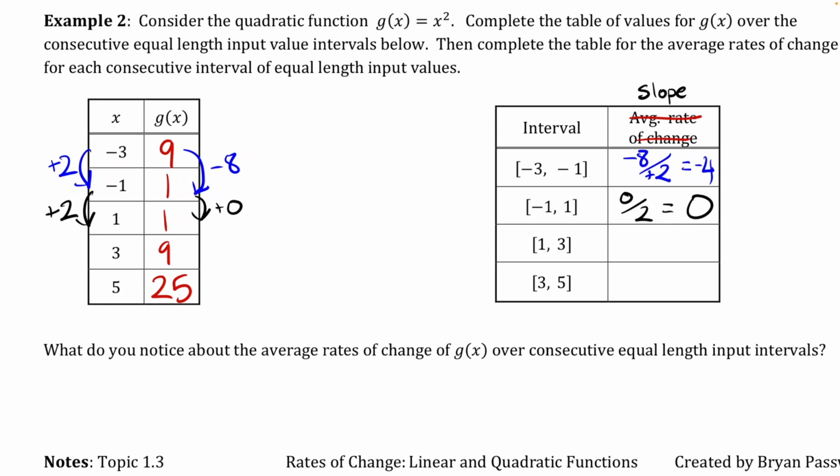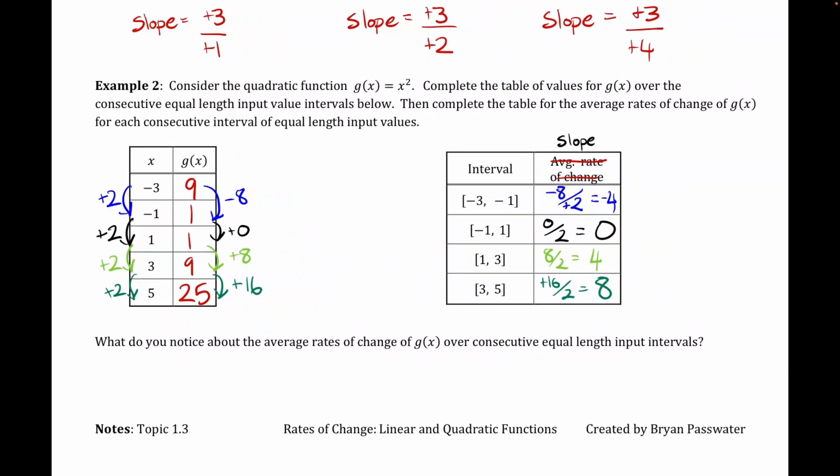All right, let's test another one. How do I get from 1 to 9? I add 8. How do I get from 1 to 3? Add 2. So this is going to be 8 over 2, which is just 4. And finally, 9 to 25: add 16. And from 3 to 5, our slope here is going to be 8. So we completed both tables.